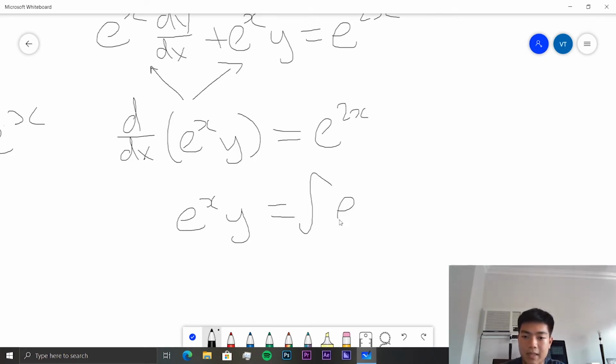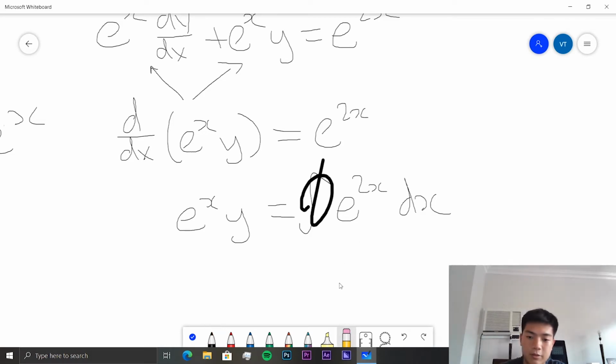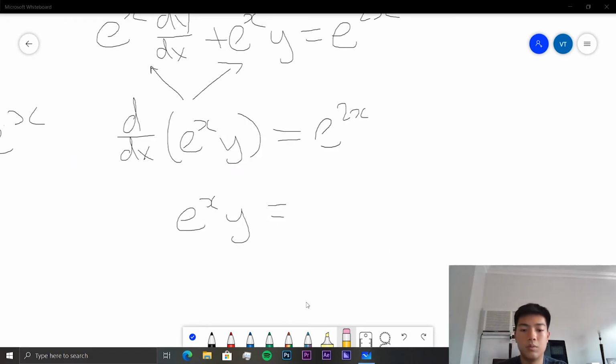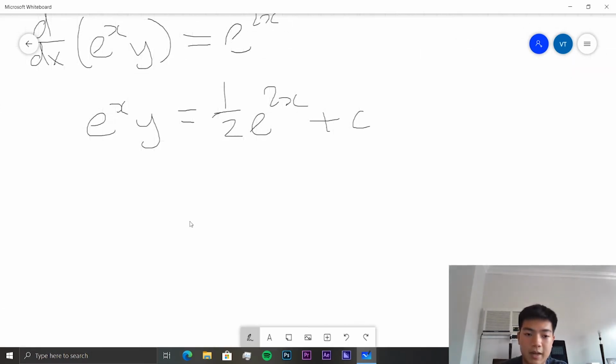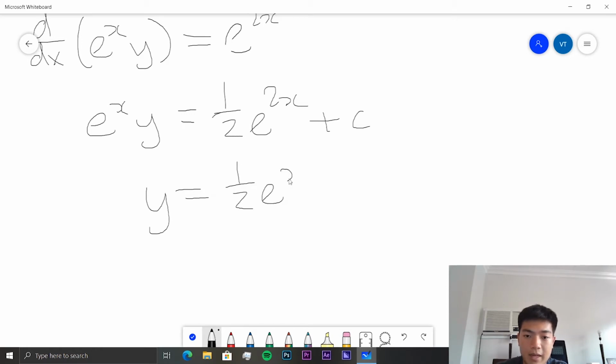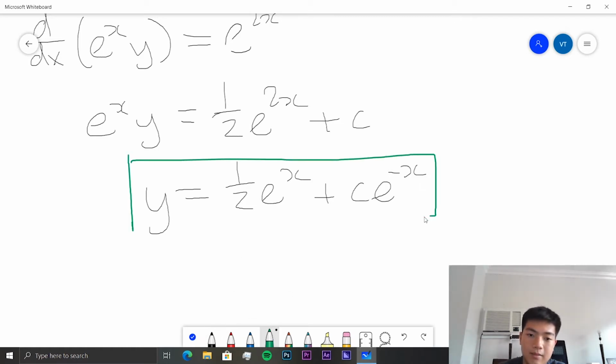Since this is only d over dx, we simply need to get the integral of the other side with respect to x, which is equal to 1/2 e to the 2x plus c. And so finally we have y is equal to 1/2 e to the x plus c times e to the minus x, since we're dividing. So this is our answer.